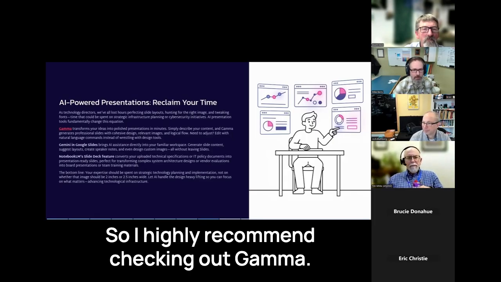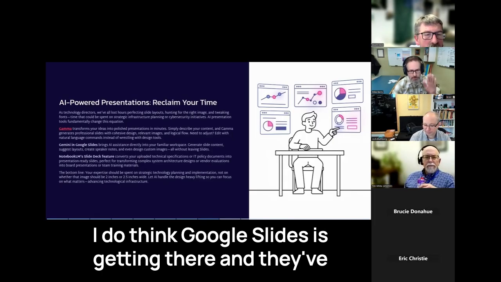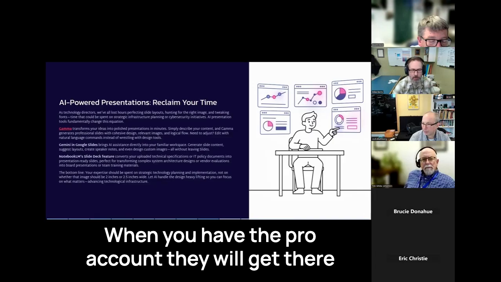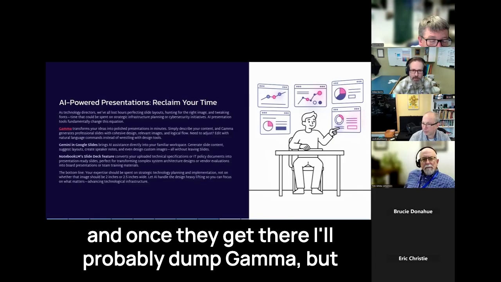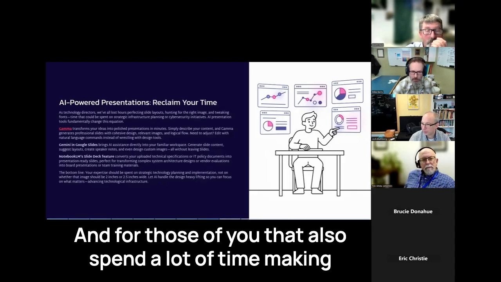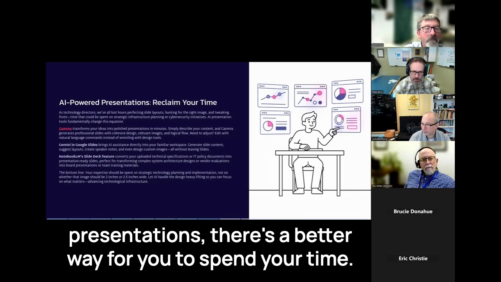So I highly recommend checking out Gamma. I do think Google Slides is getting there. They've got the Beautify component. They've got all these things when you have the Pro account. They will get there. And once they get there, I'll probably dump Gamma. But for now, I'm a Gamma guy. And for those of you that also spend a lot of time making presentations, there's a better way for you to spend your time.